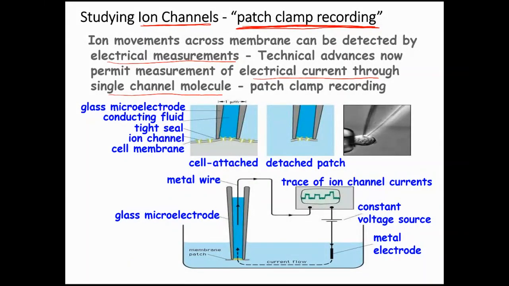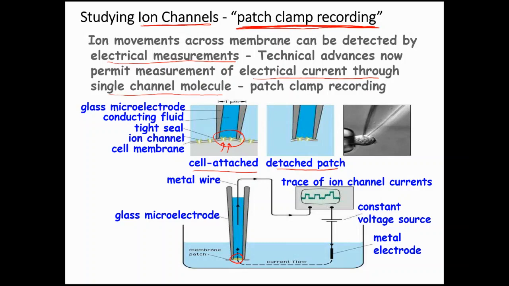And it's quite amazing, because what they do is take a glass microelectrode with conducting fluid tightly sealed around an ion channel membrane. They literally can pinch off a piece of membrane material that might include a channel or a couple of channels. It's cell attached, and then you detach the patch, and you have that little piece of membrane sealed in this glass microelectrode with the conducting fluid in it.